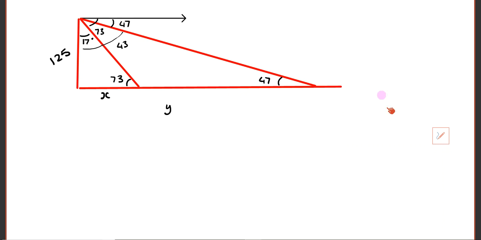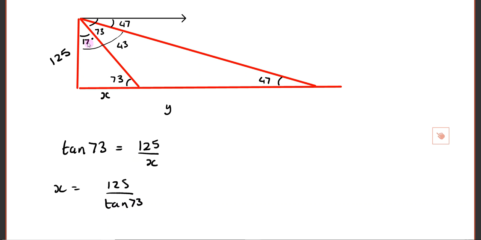73 and 47. Okay, so if I work out the x first, I've got the tangent of 73 is opposite over adjacent. So that becomes 125 over tan 17. If I used 17, it would be x divided by 125. So it's a different calculation. That works out to be 78.3.